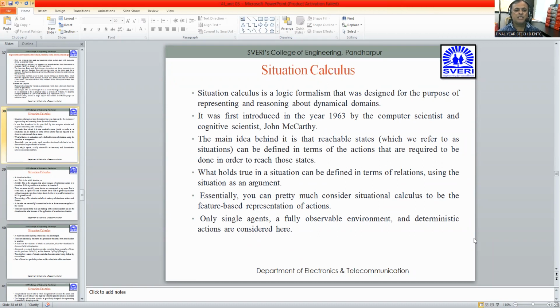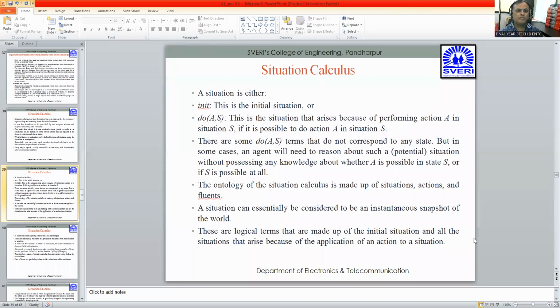Essentially, you can consider situation calculus to be a feature-based representation of actions. Only single agents, a fully observable environment, and deterministic actions are considered here. So for the situation calculus, only a single agent works, a fully observable environment, and deterministic actions are considered. If this is the case, then we call that calculus situation calculus.